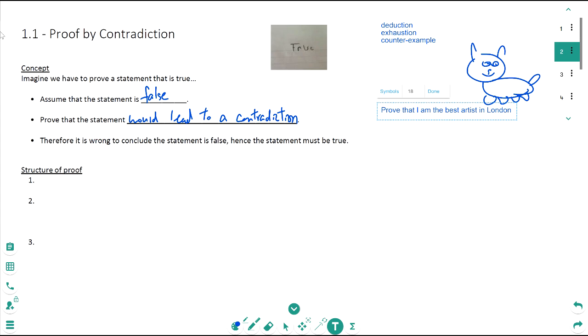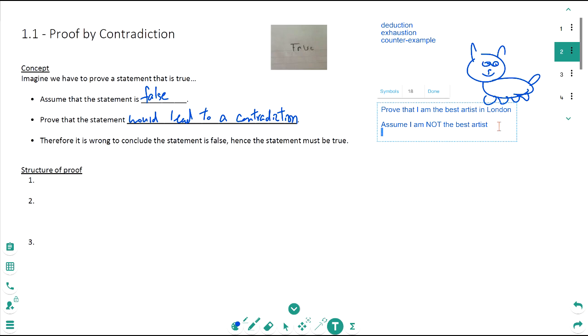Then what you have to do is first assume the statement is false. So we assume that I'm not the best artist. All right, that's my first step. Next step, I need to prove this statement is wrong. I'm not the best artist, which is clearly not a fact. To prove this statement is wrong is quite simple. This cat is the most amazing cat, the best drawn cat I've ever seen. If you have any disagreement, you don't have to let me know. That's your opinion, which is always wrong.